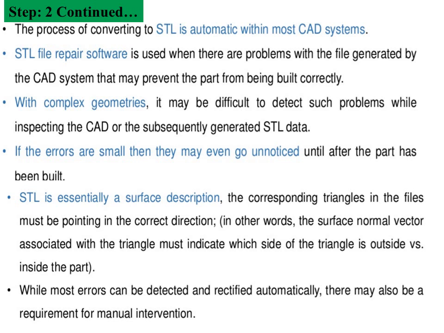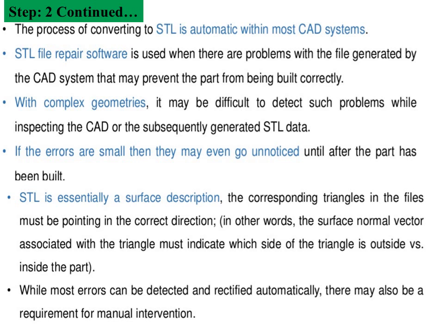Because when we have manufacturing as a process, the part geometry is unlimited. Some geometries may be simpler, some may be very complicated, and this complicated geometry sometimes gives errors in STL file formats. If the errors are small, they may even go unnoticed until after the part has been built, and this will be revealed during its quality inspection.